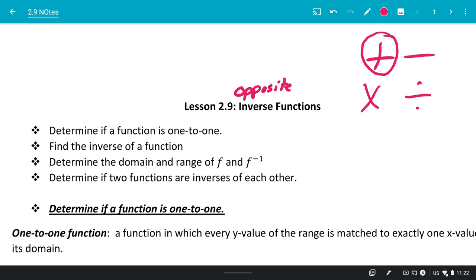Okay. Well, let me ask you this. What is subtraction? Adding a negative number. Isn't it really just adding a negative number? Yeah. So subtraction is really addition, just addition of a negative number.